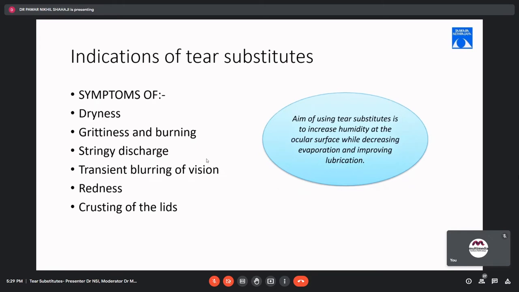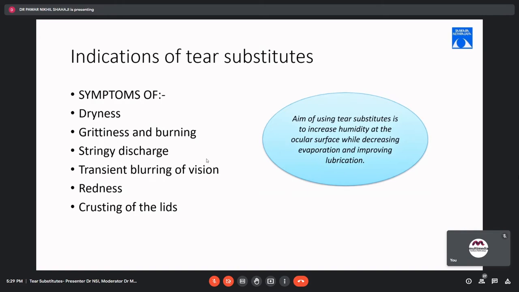All right, did you understand what I'm saying? So if you get tear substitutes, you need to mention more of the tear modifying agents as well, like anti-inflammatory agents and those which increase tear production also. Did you get it? Yes, ma'am.